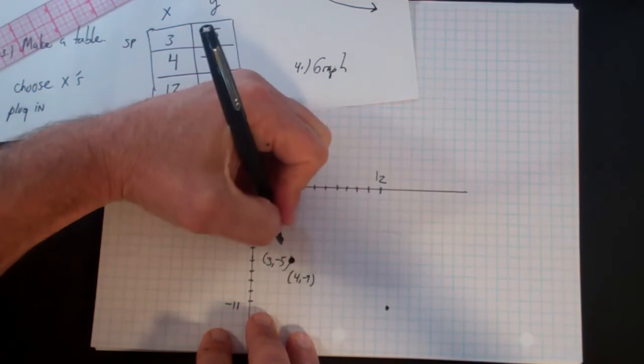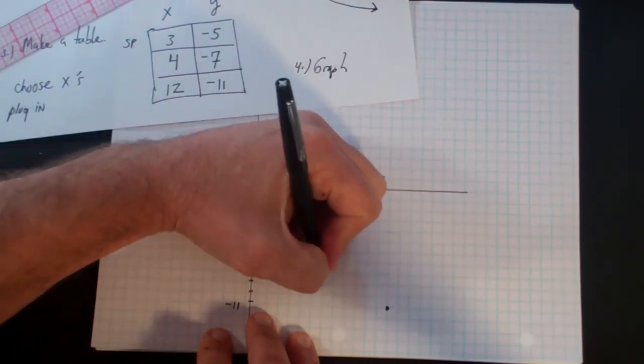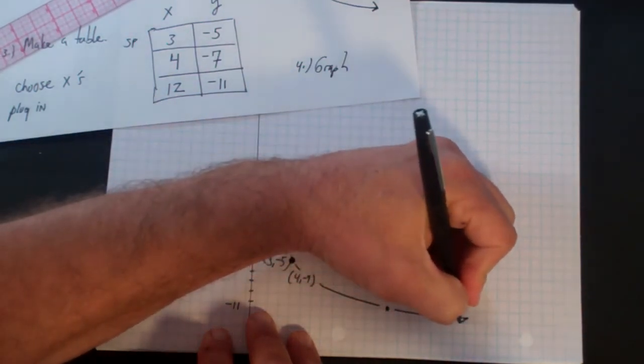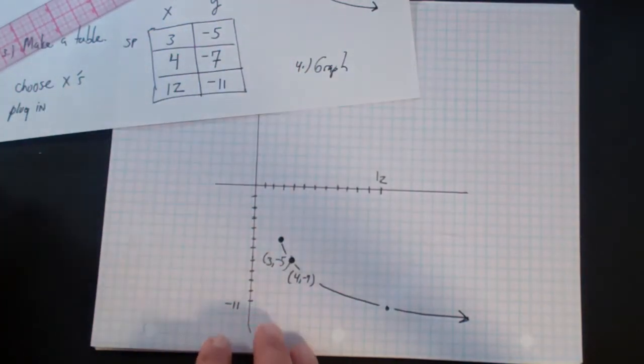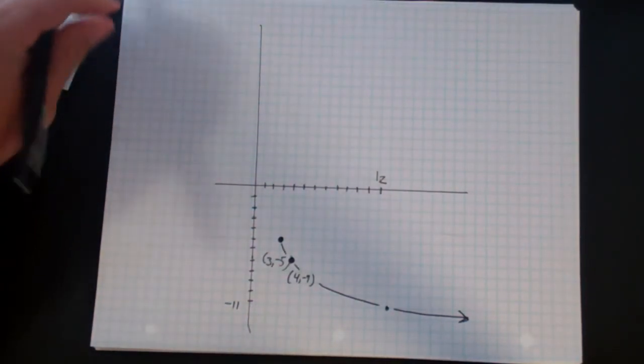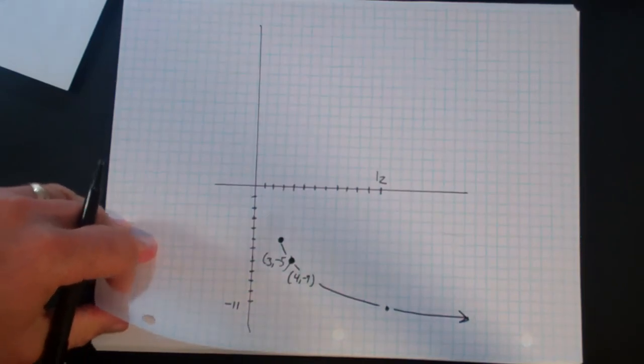You notice the graph starts off kind of steep, gets kind of flatter. It looks something like that. And that's how you graph square root functions.